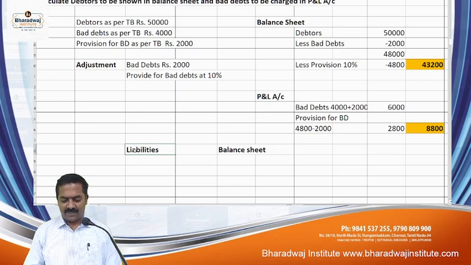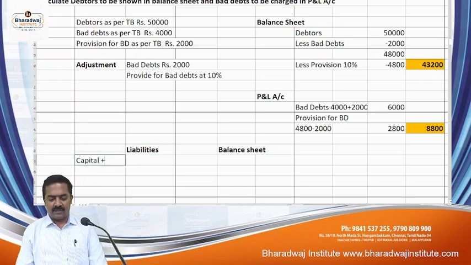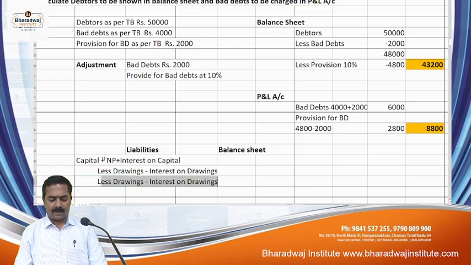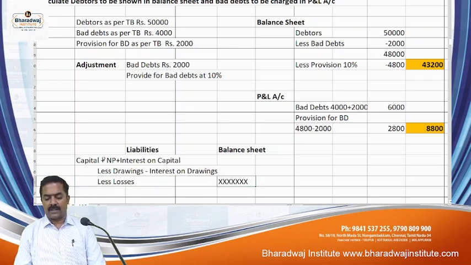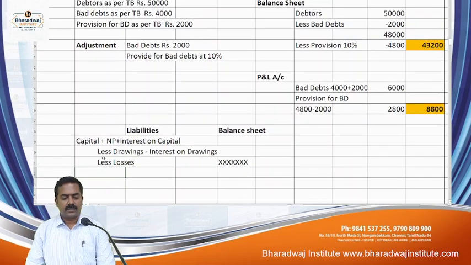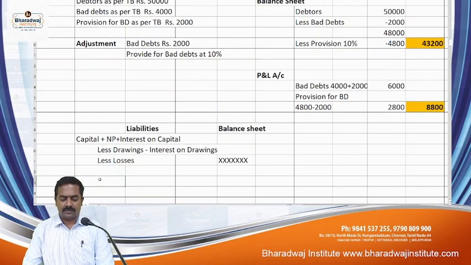Balance sheet, liability side, what will come? Capital. You will add net profit plus, in case of partnership firm, interest on capital. Then you will deduct all forms of drawings, goods withdrawn, cash withdrawn, everything, interest on drawings, less losses. This will give us capital account for balance sheet, right?